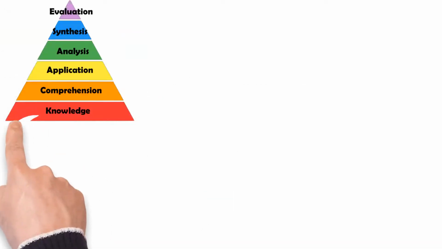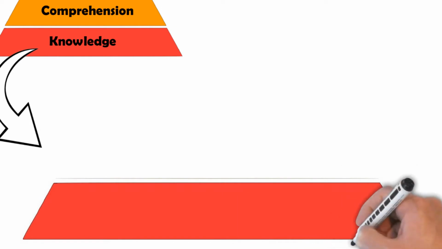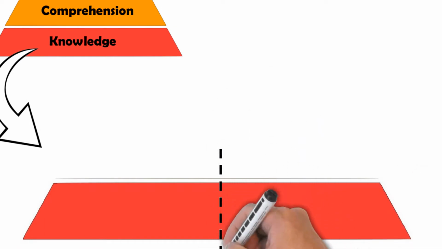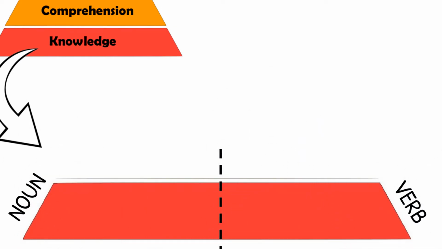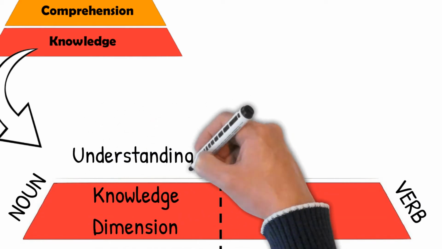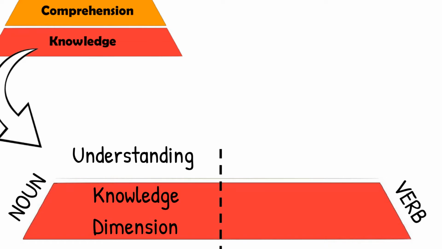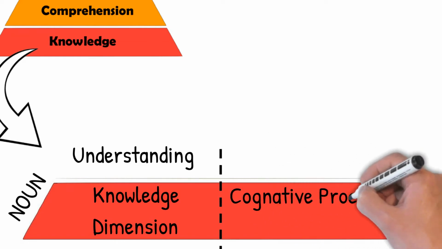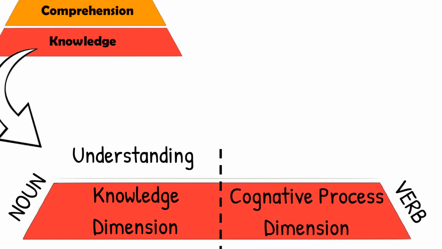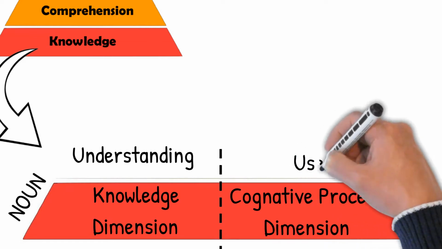The new revised taxonomy split the knowledge level into 2 dimensions, a noun side and a verb side. The noun side was known as the knowledge dimension, and this refers to the actual understanding of strategies. The verb side was known as the cognitive process dimension, and this refers to the use of strategies.